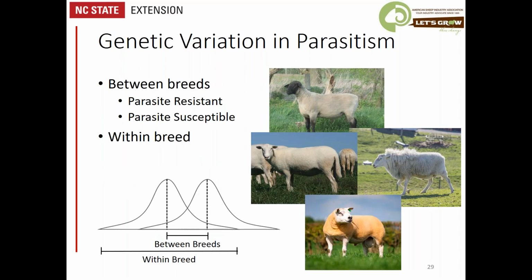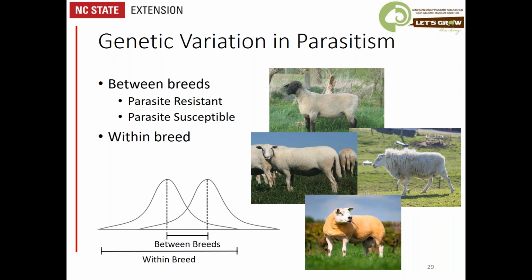And then genetic selection. This is an area that I think has a bright future and a lot of opportunity. When we think about genetic variation and genetic resistance to parasitism, we see that variation not only between breeds, where we classify some breeds as more parasite resistant and other breeds as more parasite susceptible, but we also see a lot of variation within a single breed.